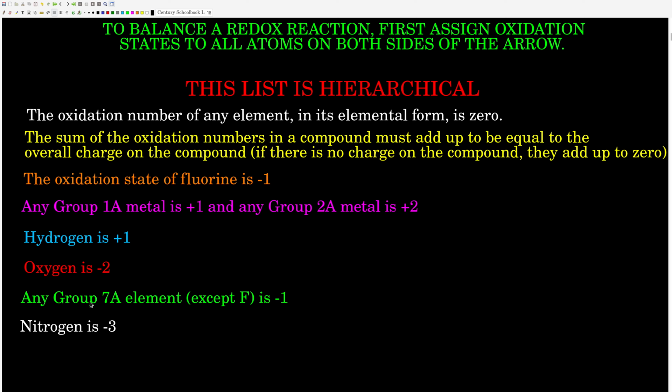Now the halogens, the 7A elements, are -1. Now notice what I say here is except fluorine. That's because fluorine is already up here, and this rule up here for fluorine beats these elements here. It's applied if they conflict. But any other halogen is lower than these, so the higher up elements' rule is what is applied. And then finally, nitrogen is -3.